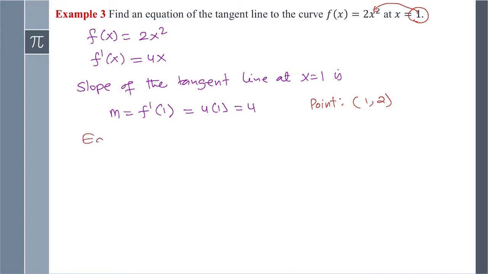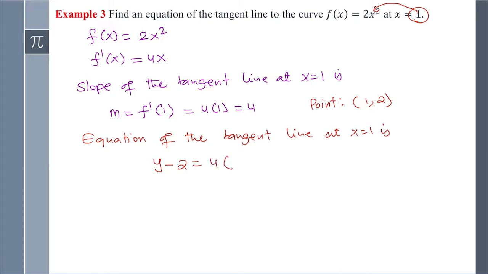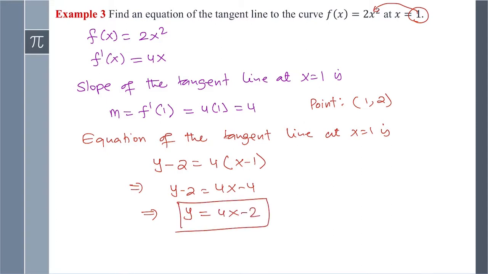So the equation of the tangent line at x equals 1 is given by y minus y1, which is 2, equals m, which is 4, times x minus x1, so x minus 1. And that gives us y minus 2 equals 4x minus 4. And when you add 2 on both sides, we get y equals 4x minus 2. And that's the exact equation that we had when we did this problem earlier.